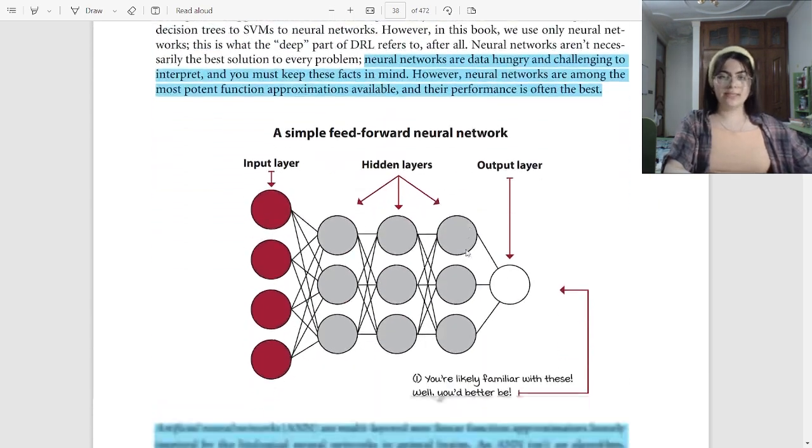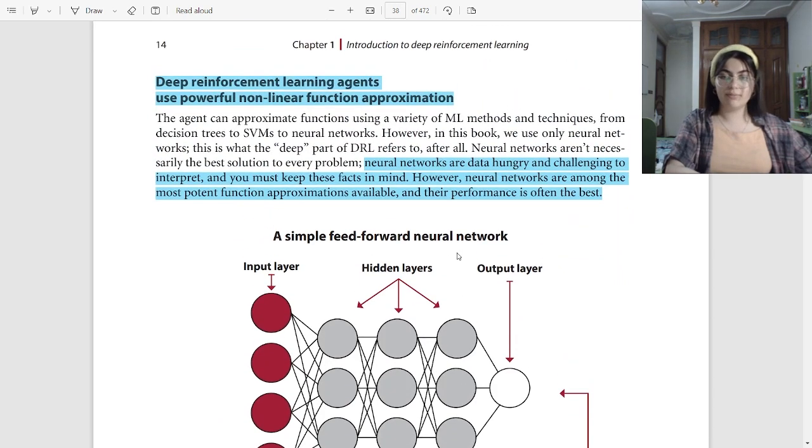Okay, so next we are here, which says that deep reinforcement learning agents use powerful nonlinear function approximation. So neural networks are data hungry and challenging to interpret. One of these nonlinear function approximations is via neural networks. It also mentions that some other algorithms use decision trees or SVMs, but usually it's neural networks for deep RL. The deep part actually refers to the neural networks.